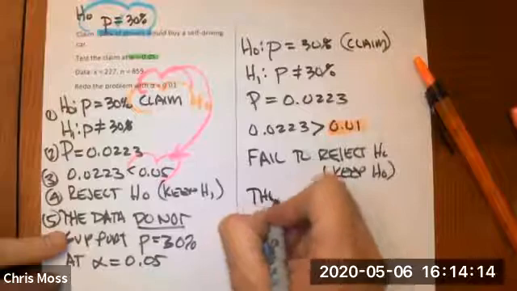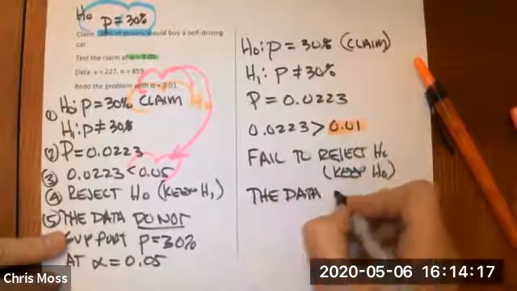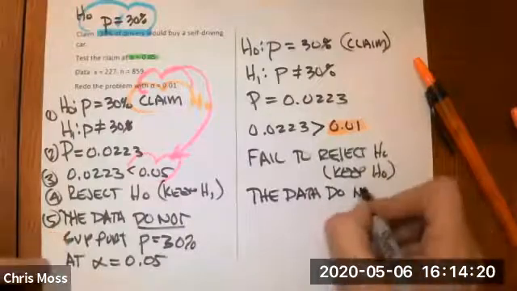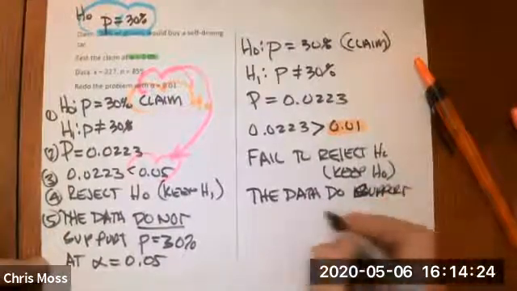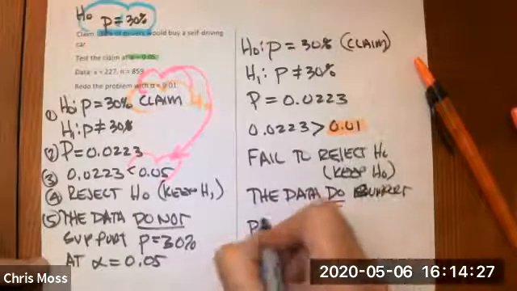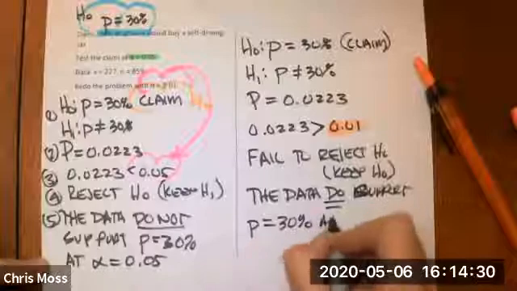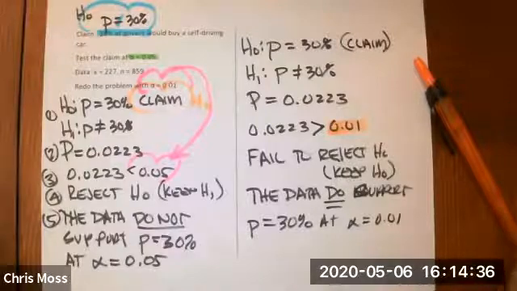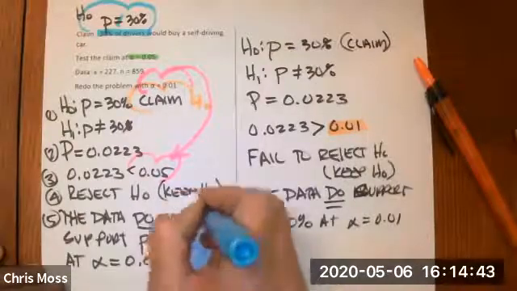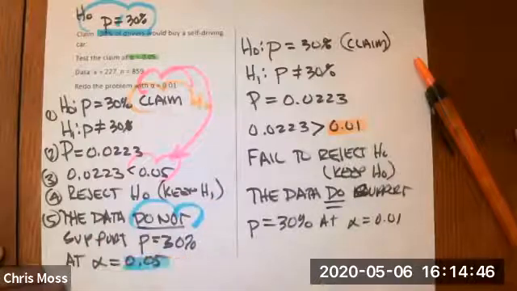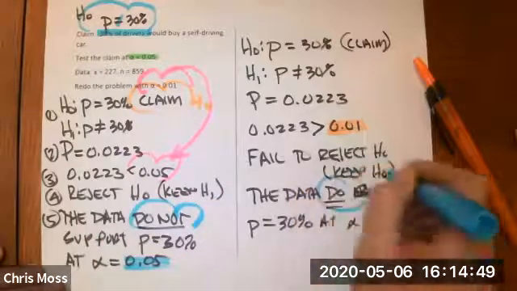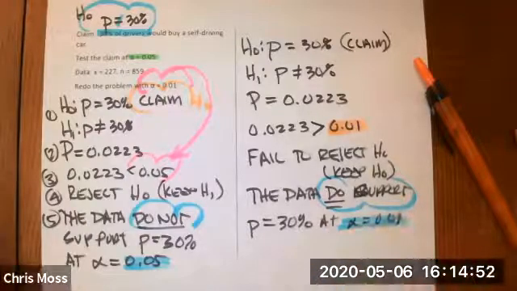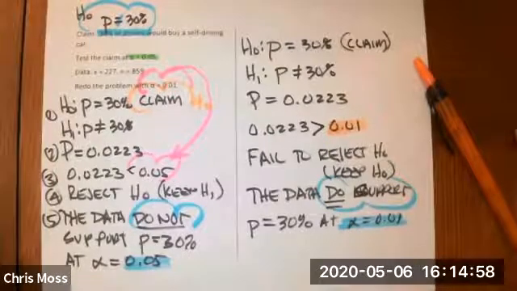So in this case, the data do support P equals 30% at alpha equals 0.01. So you'll notice that we switched from do not support at the alpha equals 0.05 level to the do support here at the alpha equals 0.01 level. At the end of the day, smaller alpha means it's harder to reject the null hypothesis.